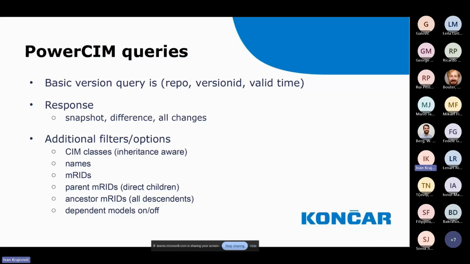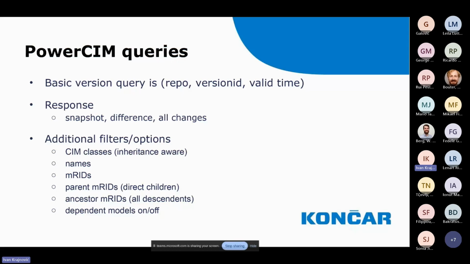And you get a response, either a model snapshot, okay, what the model is at this version, or a difference. You put in two versions and you get a difference between these two versions, or all changes, where you also put in two versions and you get all the changes between these two versions. Even if some attribute changed multiple times, you get multiple changes. In difference, you only get the difference between two versions, and all changes gets all changes between two versions.